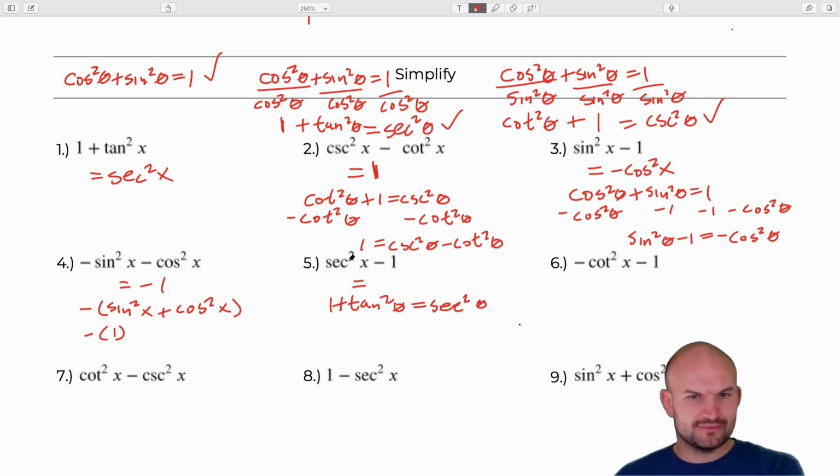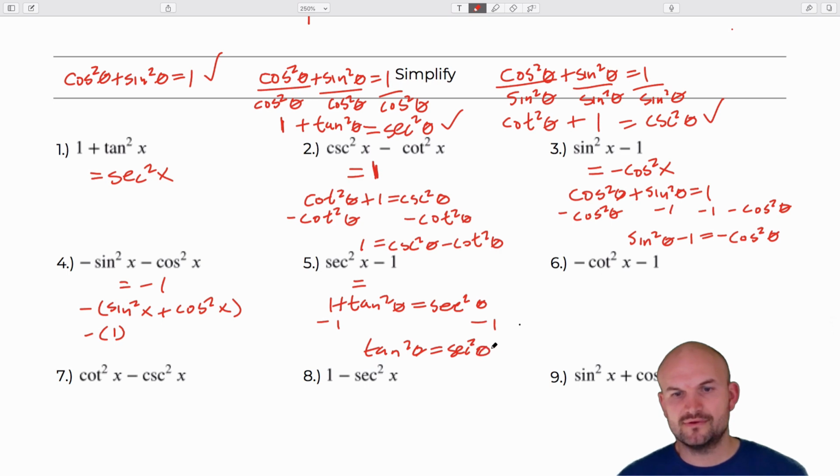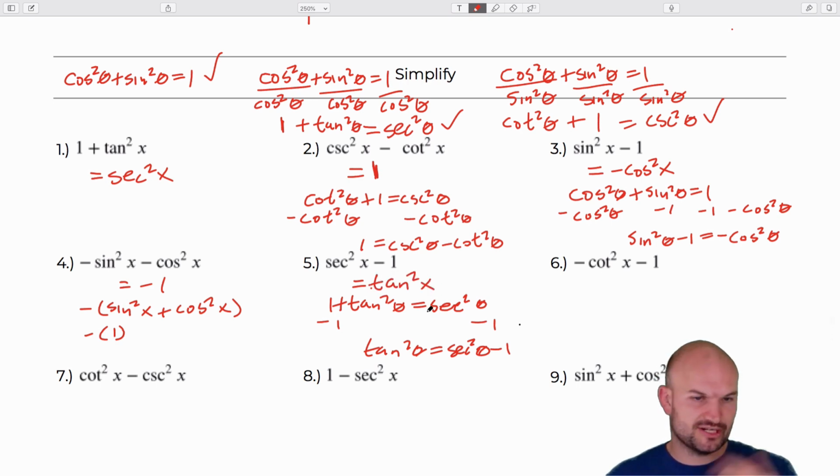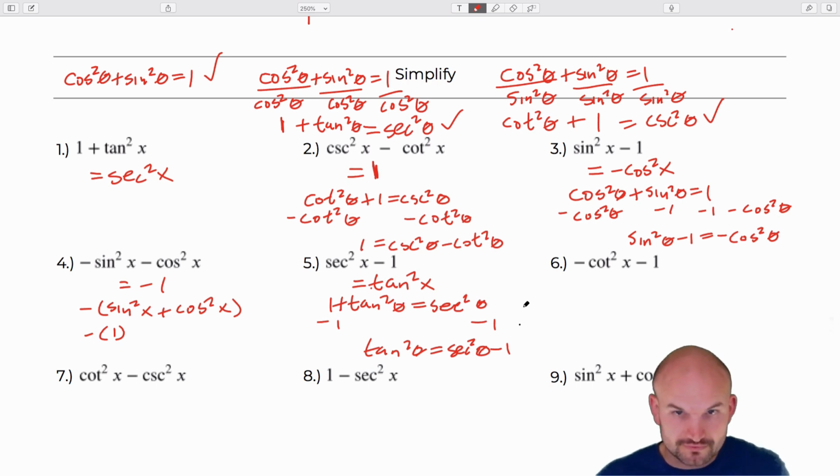And again, all I'm trying to obtain is secant squared minus 1, so I'm just going to go ahead and subtract the 1. And there you can see that's just equal to tangent squared of theta equals secant squared of theta minus 1. Now, obviously, again, guys, we're just using thetas instead of x. So therefore, we'll just say this is going to equal a tangent squared of x.